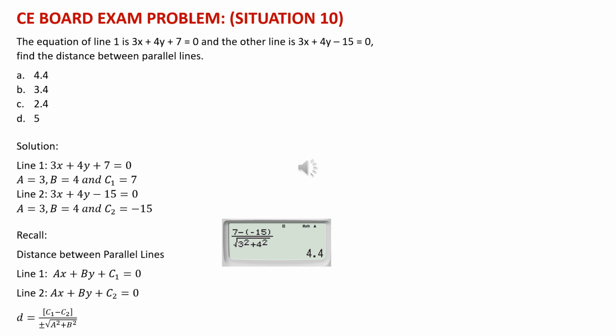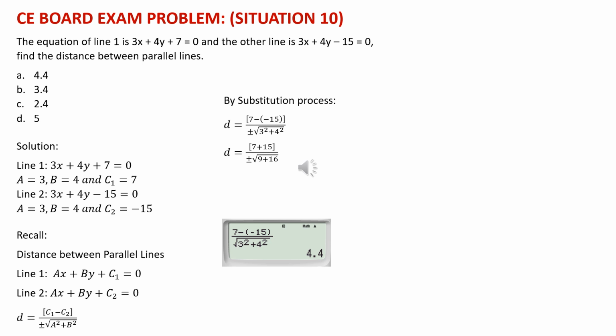Well, but of course, in order to solve the distance between these two parallel lines, let us first recall our formulas. For line 1, we have ax plus by plus c sub 1 equals 0, and line 2, ax plus by plus c sub 2 equals 0, wherein our distance between parallel lines formula is equal to the difference of c sub 1 and c sub 2 all over plus or minus square root of a square plus b square.